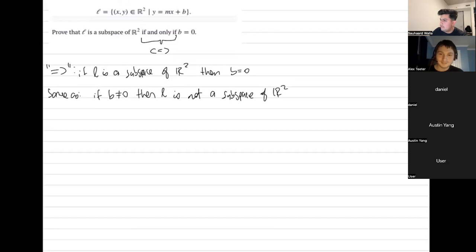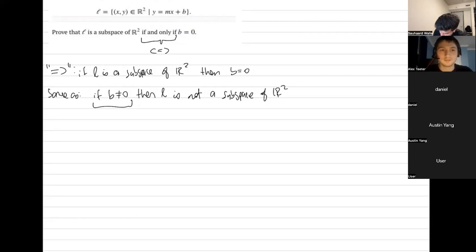So how are we going to start by proving this? Let's say we are assuming this, right? So now we need to check if L is a subspace of R2. If it is a subspace, it has to contain the 0, 0 vector, right? Or the 0 element. Exactly, perfect. So we're going to check if it contains it, and then let's see if b equals 0.